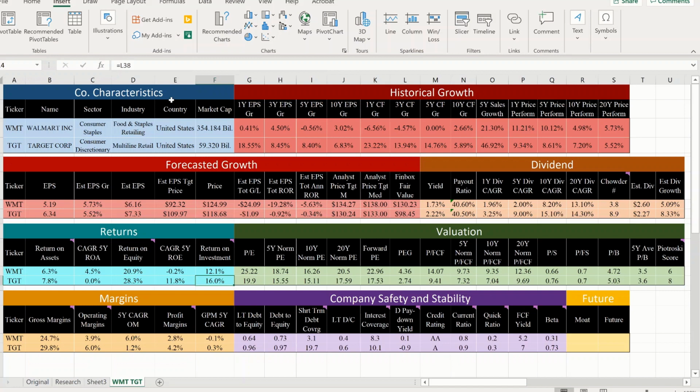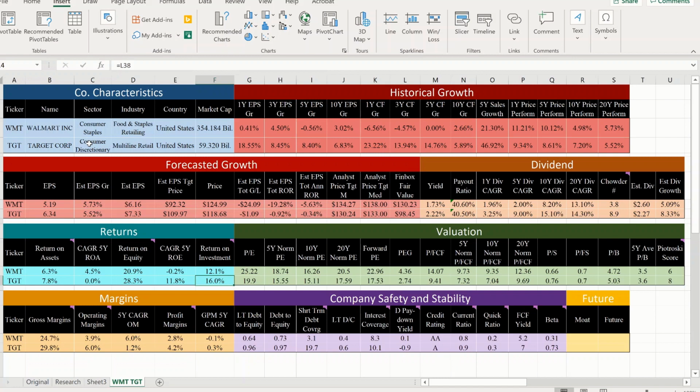First, we have the ticker right here and the name. Walmart is on top and Target is on the bottom. While many people consider them as very similar or nearly identical, they are actually in different sectors and industries. Walmart is a consumer staple, and Target is in consumer discretionary. Both are based in the US.